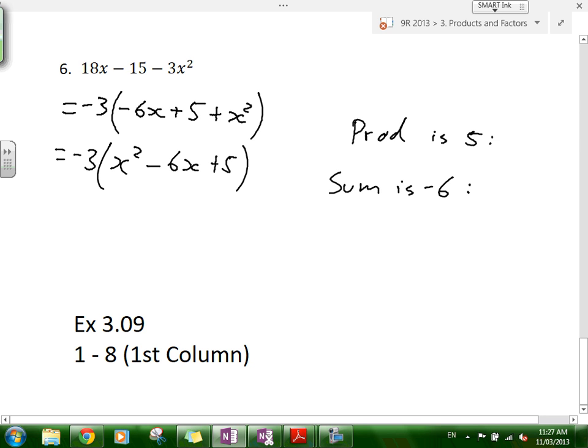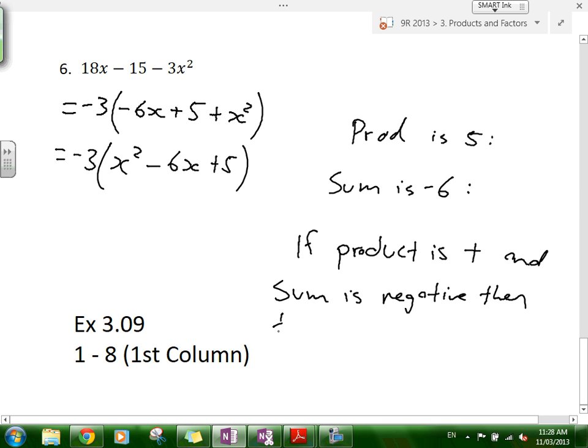Here's a trick. If the sum is negative and the product is positive, the two numbers are always going to be negative. Okay? The product is positive and sum is negative, then the two numbers will both be negative. Okay, that's a little trick that you need to remember. Okay, so they're both going to be negatives.